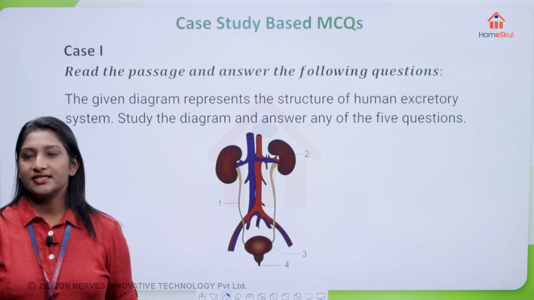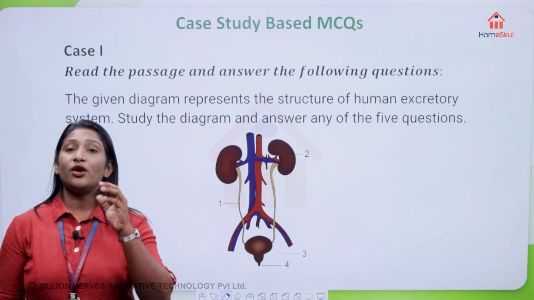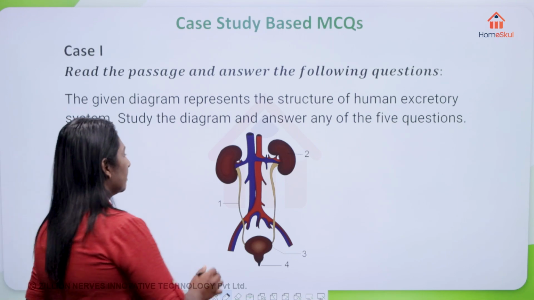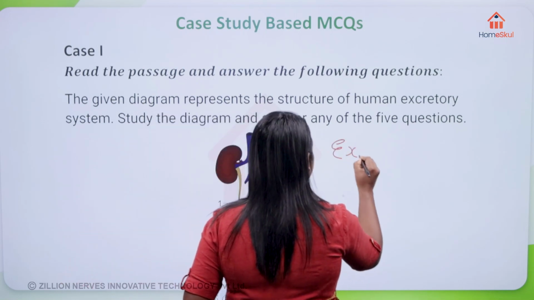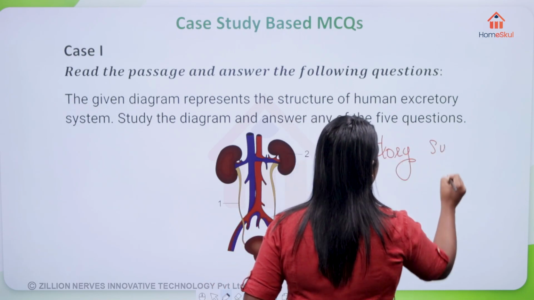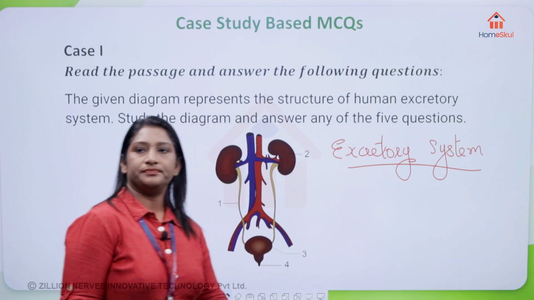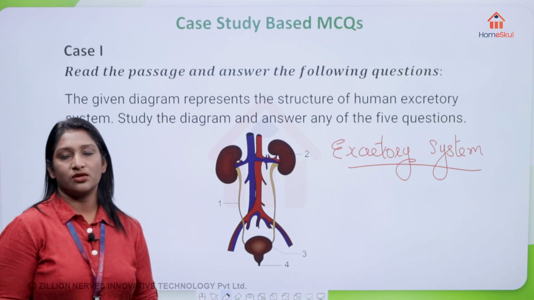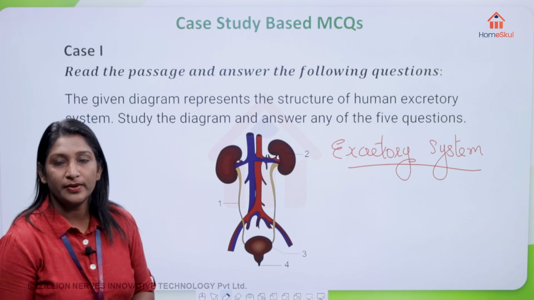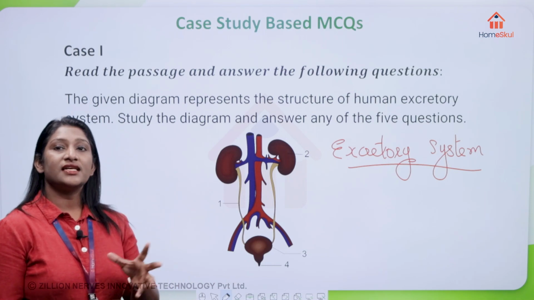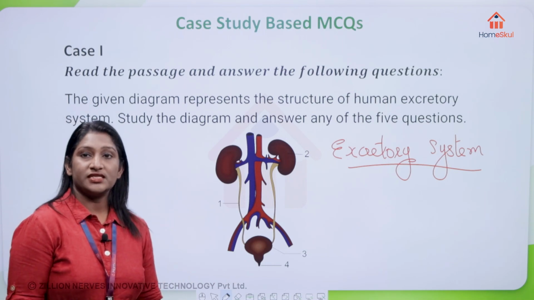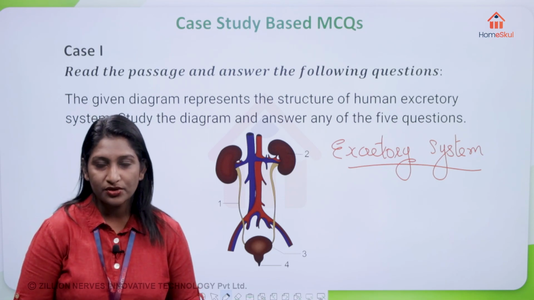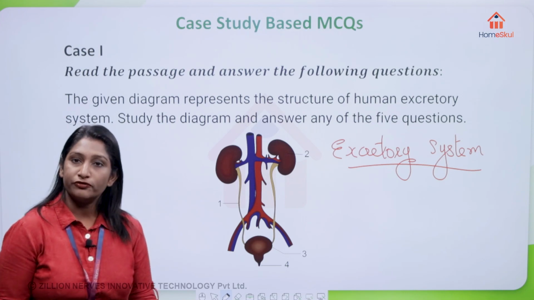And the next part of this is case study questions. A case study cannot always be a paragraph of sentences, it can be a simple figure. And see this. This is the excretory system, the human excretory system. Read the passage, two sentences only. The given diagram represents the structure of the human excretory system. Study the diagram and answer any five questions. Any five questions means many questions will be given and you have to write at least five. But here I have given only five questions, so I have changed the paper like this. Let us move to the questions.